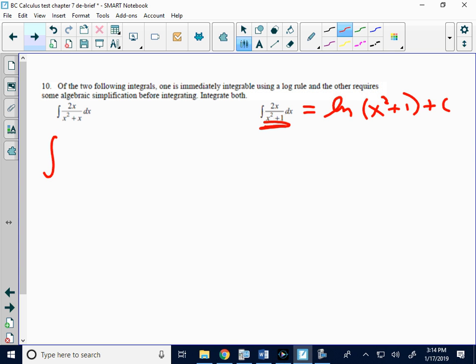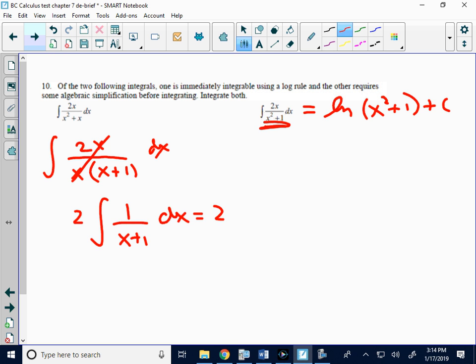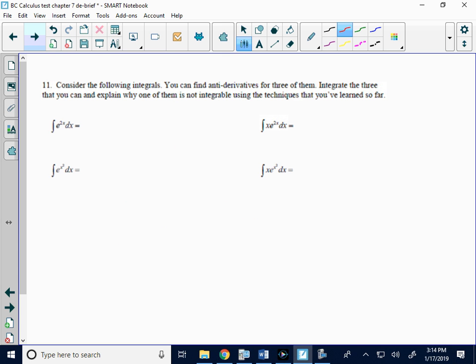So we have 2x. If we look at this and I were to just say simplify that in algebra class, you would probably factor the x out, and you get x plus 1. And then you would cancel. And so we're integrating, bring the 2 out if you want. That's 2 log absolute value of x plus 1 plus the constant.